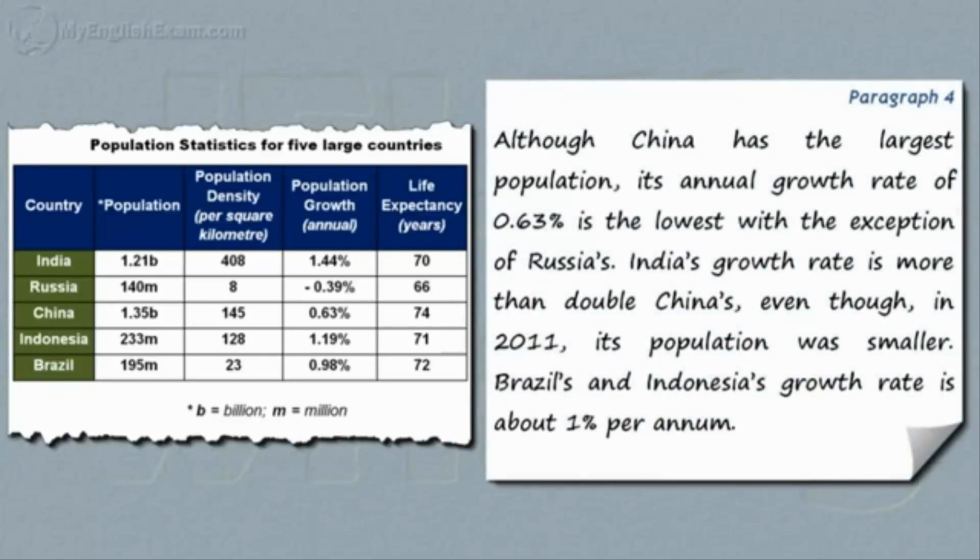Although China has the largest population, its annual growth rate of 0.63% is the lowest with the exception of Russia's. India's growth rate is more than double China's, even though in 2011 its population was smaller. Brazil's and Indonesia's growth rate is about 1% per annum.